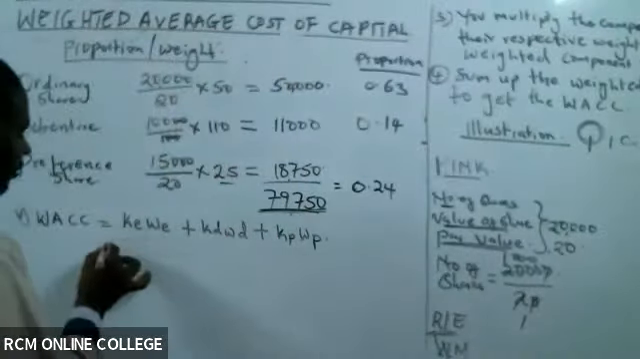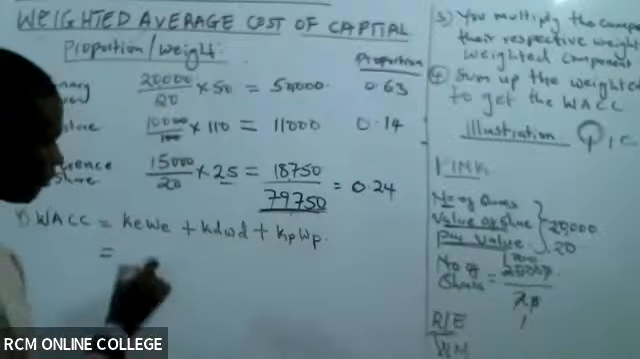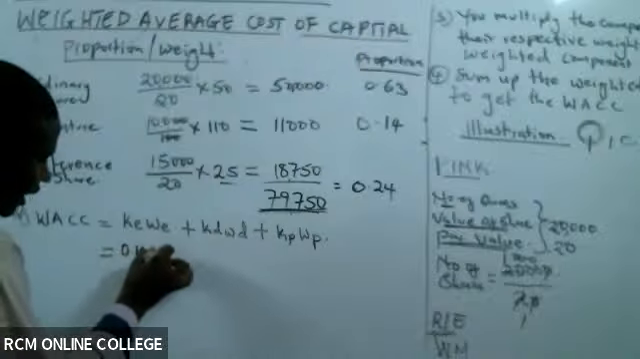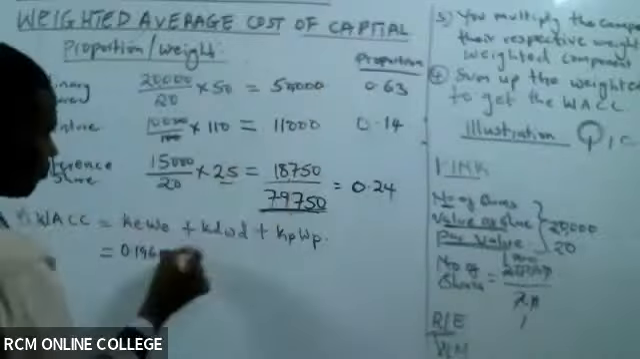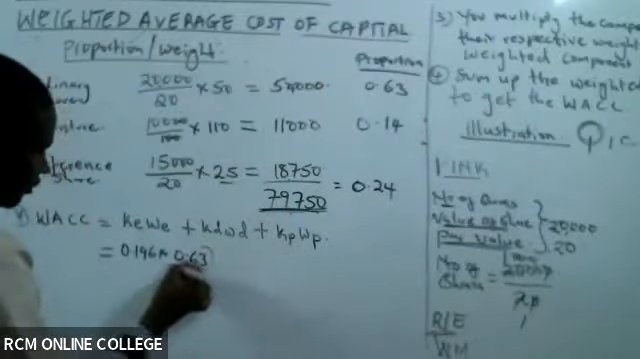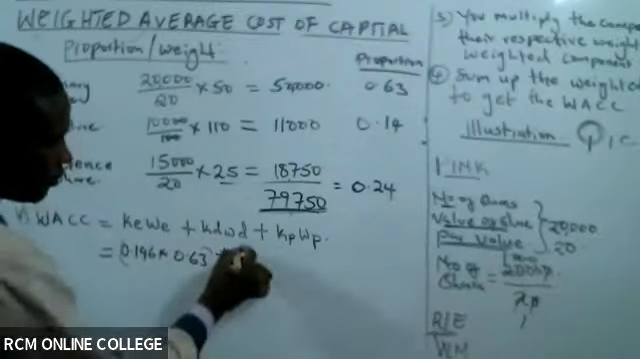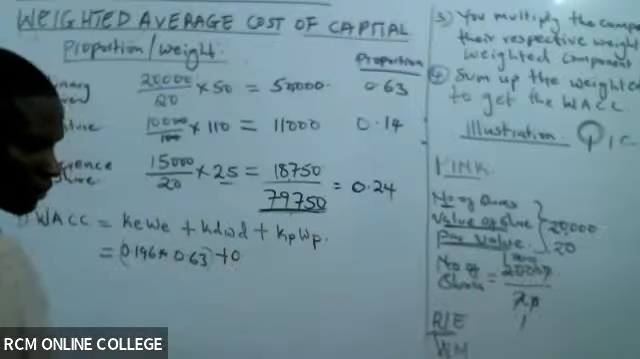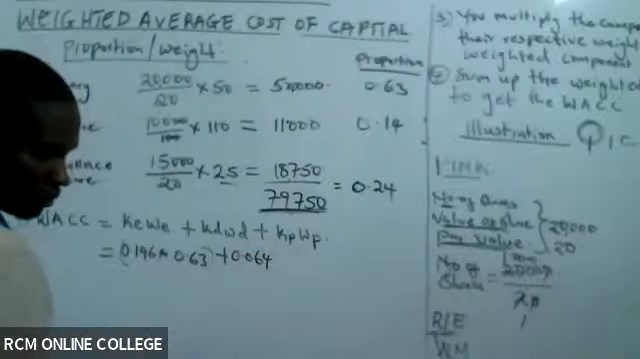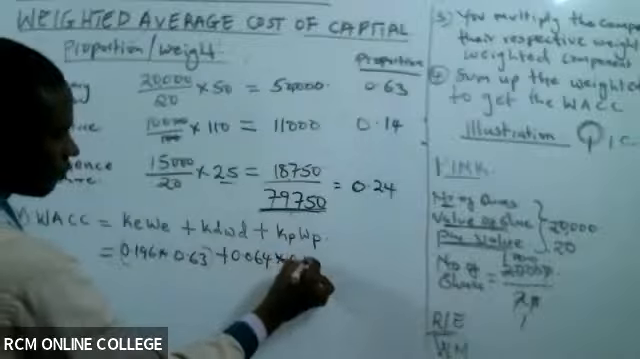Sasa unanipea KE. Cost of equity tulipata ilikuwa ngapi? Ilikuwa 0.196 times weight of equity 0.63. Of course, at the end we convert that one. Then plus cost of debt ilikuwa ngapi? 0.064, right? Weight of debt 0.14.